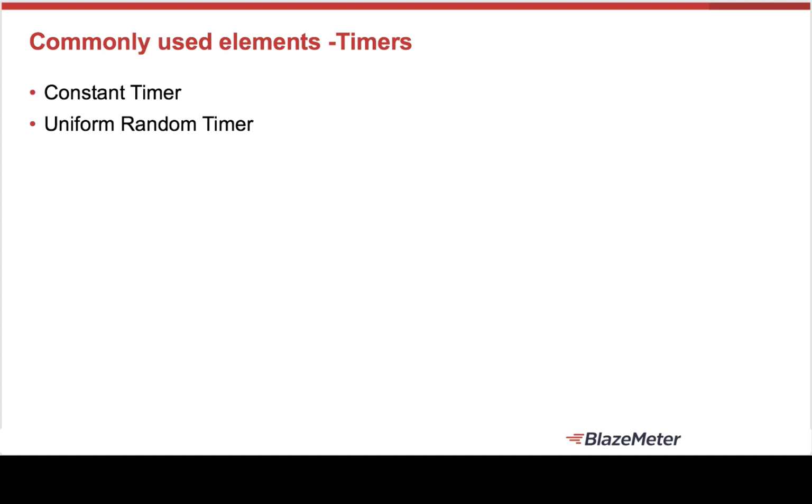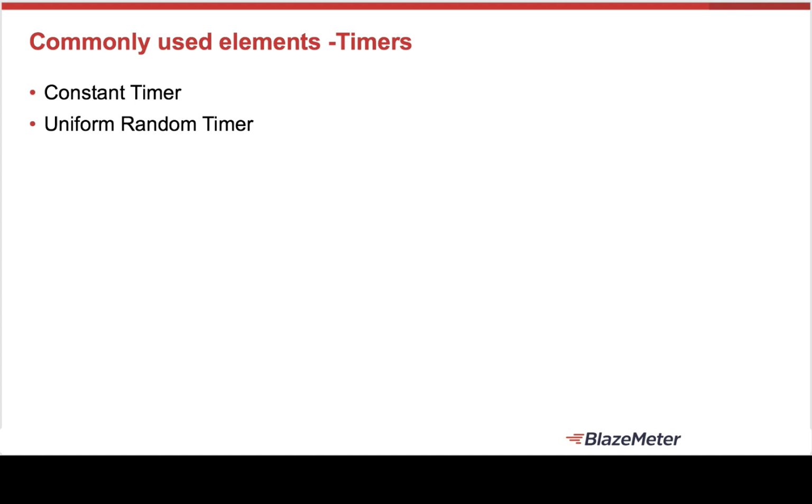The first one is that the timers are executed before the sampler execution. So the wait time defined in the timer will be executed before the sampler. If you need to insert a delay after a sampler, then you can use another element, which is called the test action sampler. And we will see that element in another video.